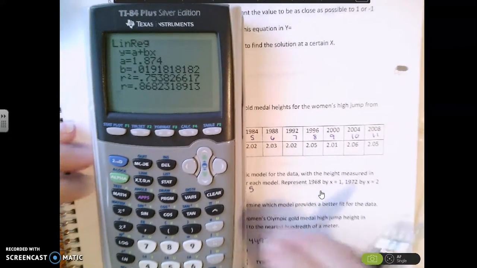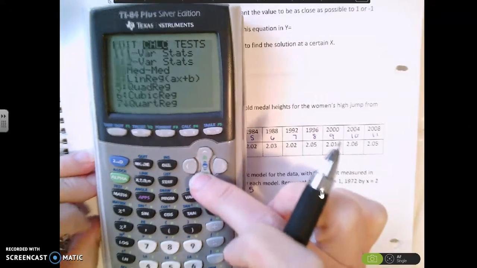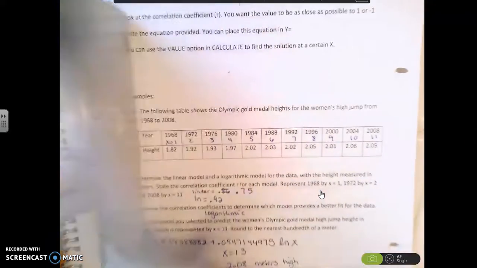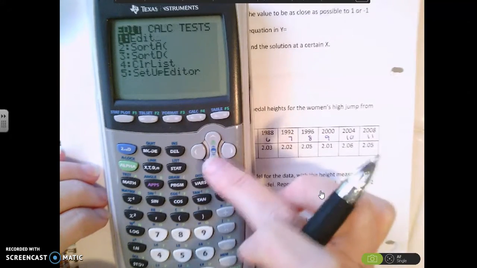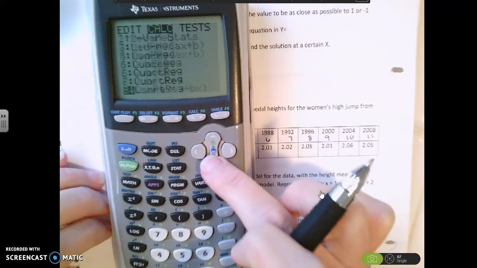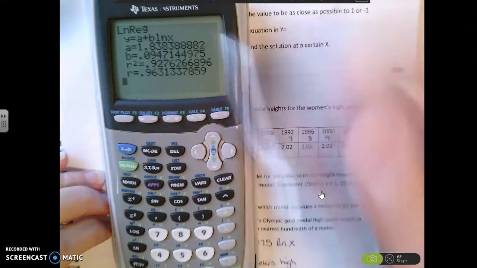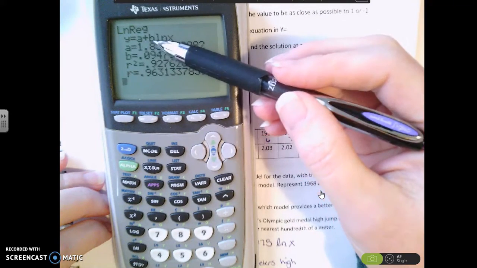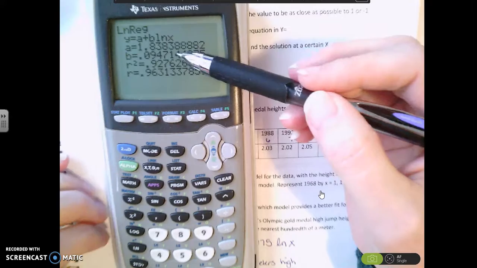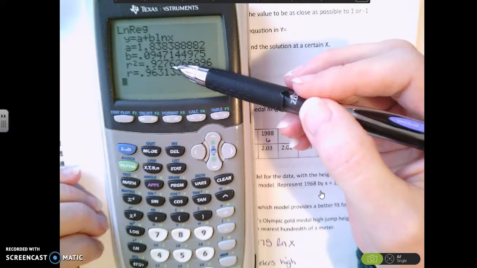Okay. So now we're going to go back to stats and go back to calculate, and this time we're going to choose the logarithmic regression line, which is ln. And you'll notice this time, here's the format of our equation, a plus b ln x. A is this number, b is this number, and our r squared value is 0.92.